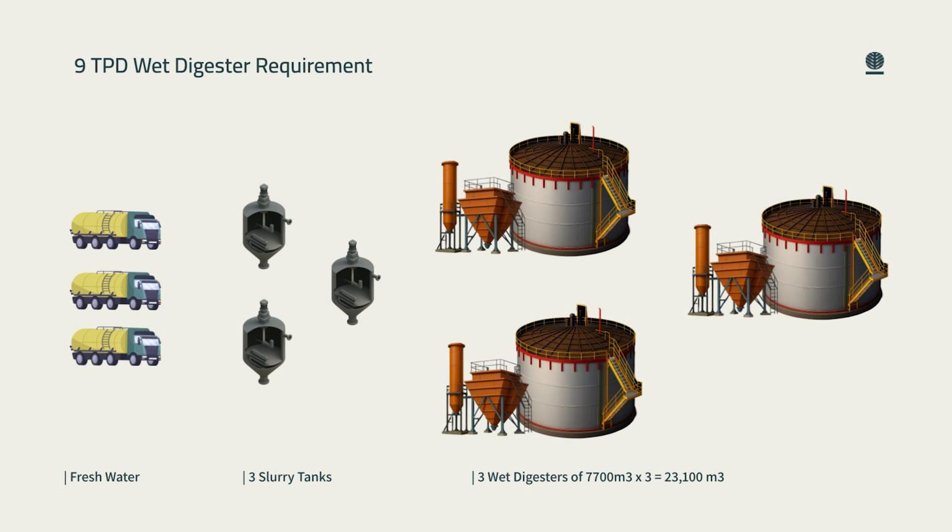So if we take a basic 90 TPD wet digester plant, these are the requirements an average wet digester needs when we are using solids like press mud or Napier. It will require at least 30 tons of fresh water to dilute this, and there are three slurry tanks for each digester, with a total volume of an average 7,000 cubic meters into 3, almost 23,000 cubic meters. So typically, this is how a wet digester looks set up.